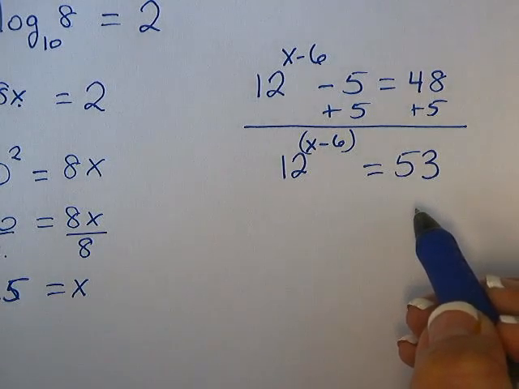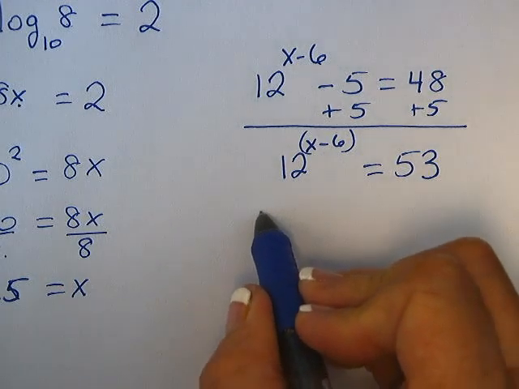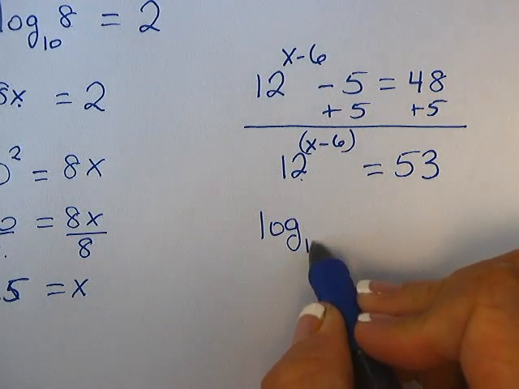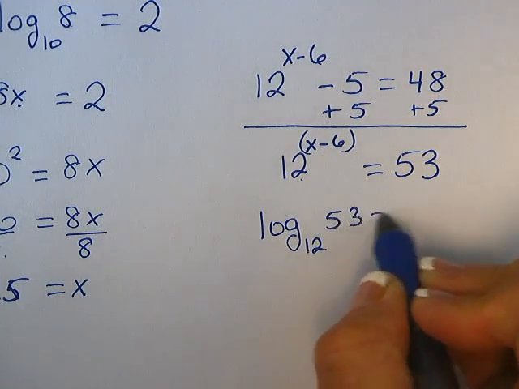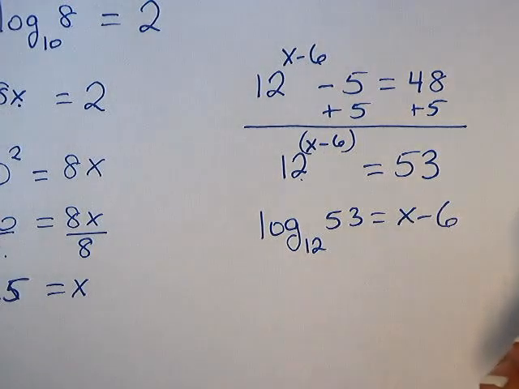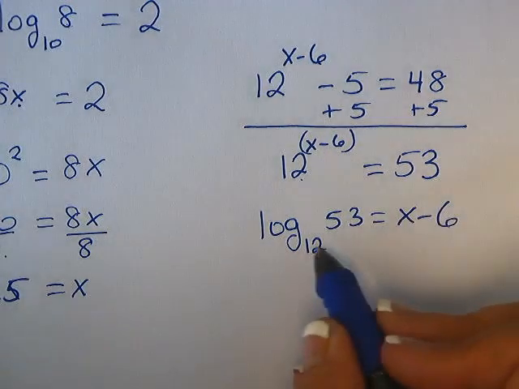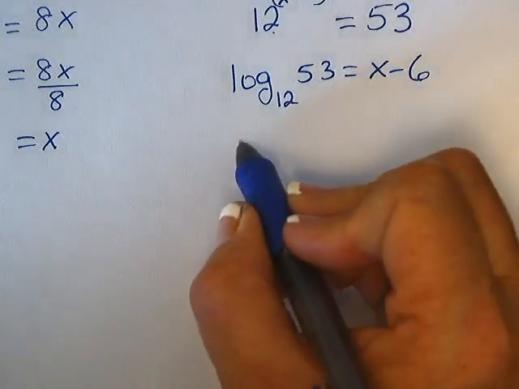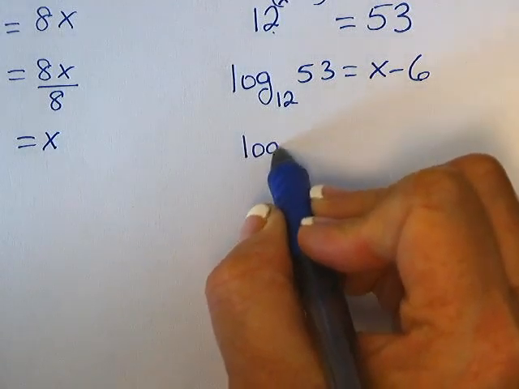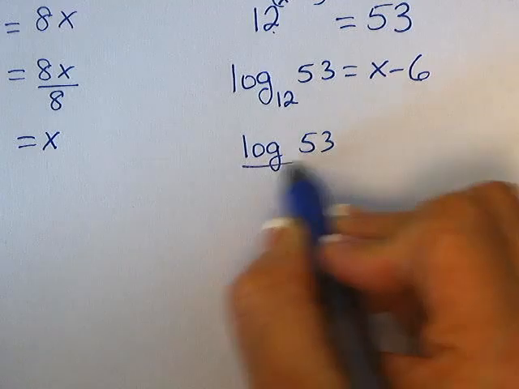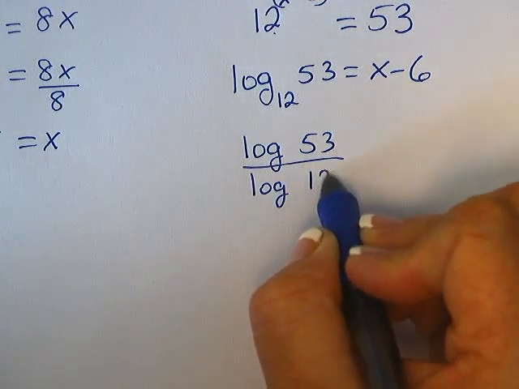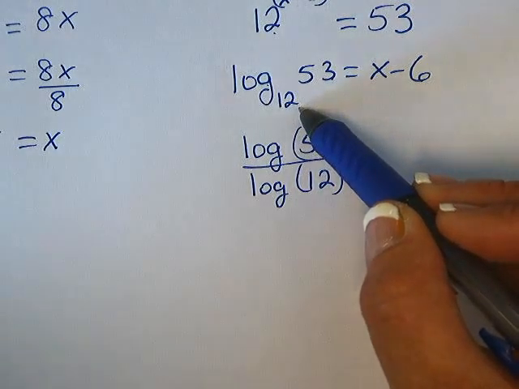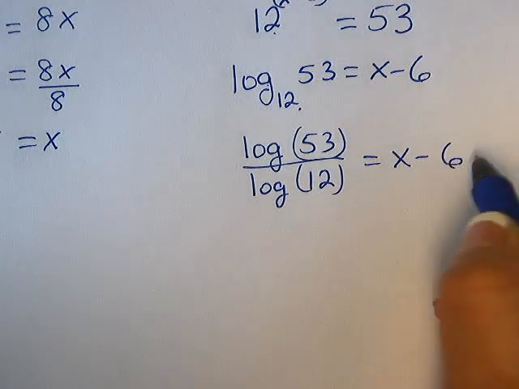Our next step is to rewrite this as a log equation. So this is going to be log base 12 of 53 is equal to x minus 6. To be able to enter this value in the calculator, I need to rewrite it using the change of base formula. So that's going to become log of 53 divided by log of 12. So again, it's the log of our value divided by the log of the base. And that's going to be equal to x minus 6.